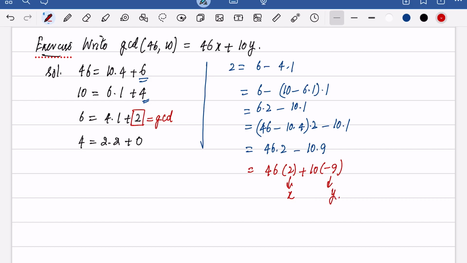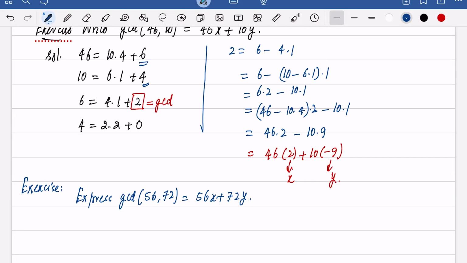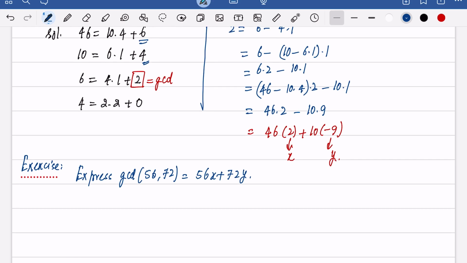So that is the GCD of 46 and 10 expressed as a linear combination of these two numbers. So this is the exercise for practice: express GCD of 56, 72 as 56x plus 72y.